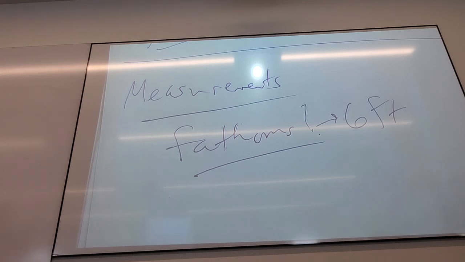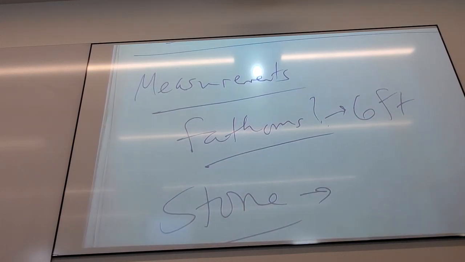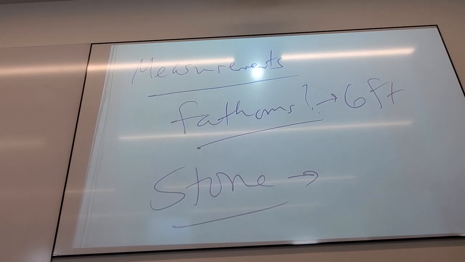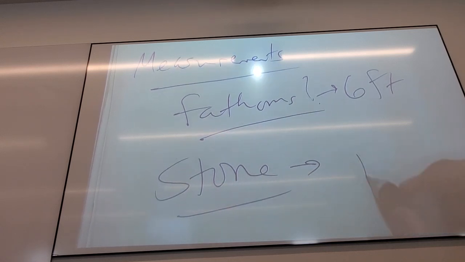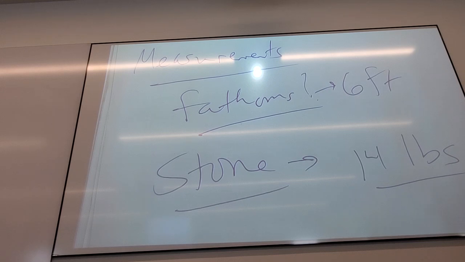So eventually, they still use stone. You will still hear somebody talk about the weight of something in stone. But what did they have to do in order for this to still make sense? They had to standardize it, yes? So in general, any measurement you want to try to use, in order for it to make wider sense, it has to be standardized. So stone is 14 pounds. Roughly.